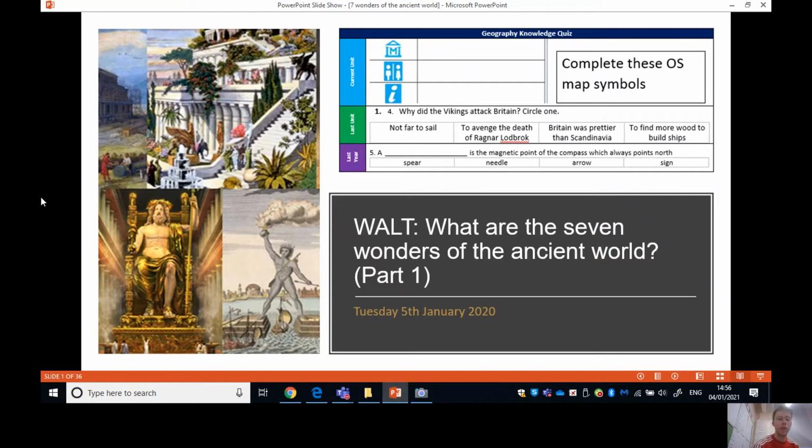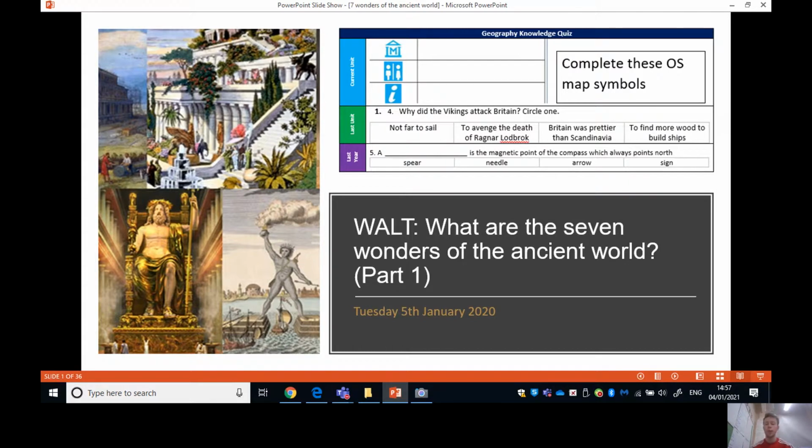I'm going to share my screen and hopefully you can see our WALT for our first lesson. So our WALT is, what are the 7 wonders of the ancient world? As you can see, I've written part 1 in brackets. That is because this lesson is going to be split over 2 weeks. So we're going to do part 1 today and part 2 next week. That is because it's a very long lesson and this is how we would have done it in school anyway. So we're going to do the same at home.